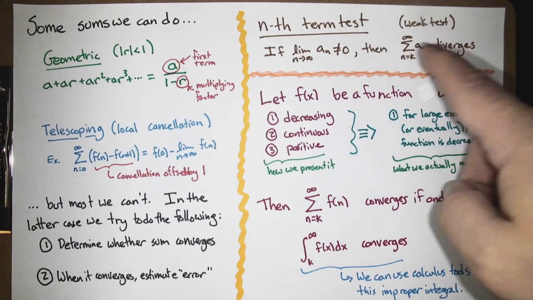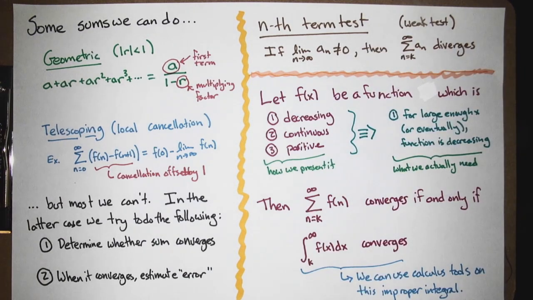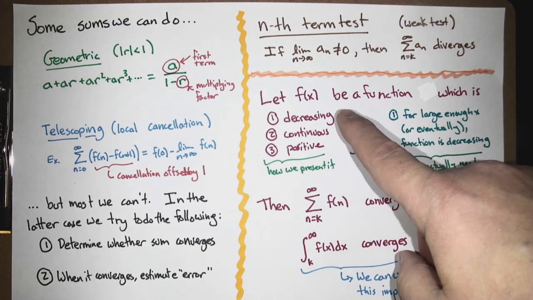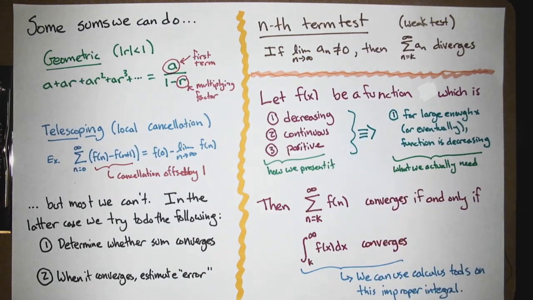And so this is our goal. We've already said it, but I'll say it again. If f of x is a function which is decreasing, continuous, positive, and this is how we present it. If you go to my old videos, that's probably how I present it too. If you go look at old exams, they'll often say, what are the 3 requirements for the integral test? And that's the answer: decreasing, continuous, positive.